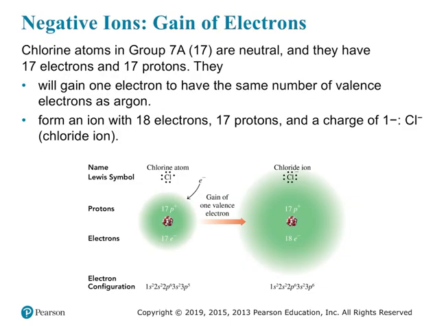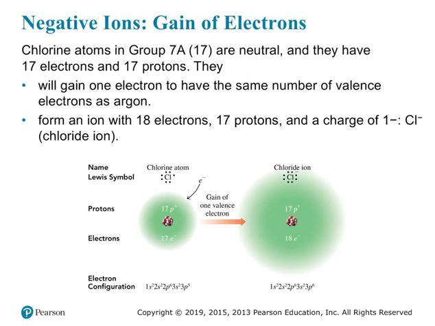All right, so let's look at an example of a negative ion. We're going to look at chlorine, which is in group 7A. So that means they have 7 valence electrons. And so chlorine with 7 valence electrons only needs to gain 1 more electron to have a total of 8, like a noble gas.